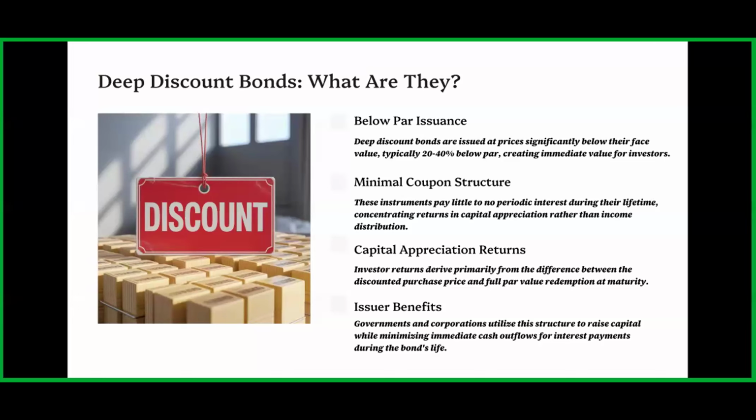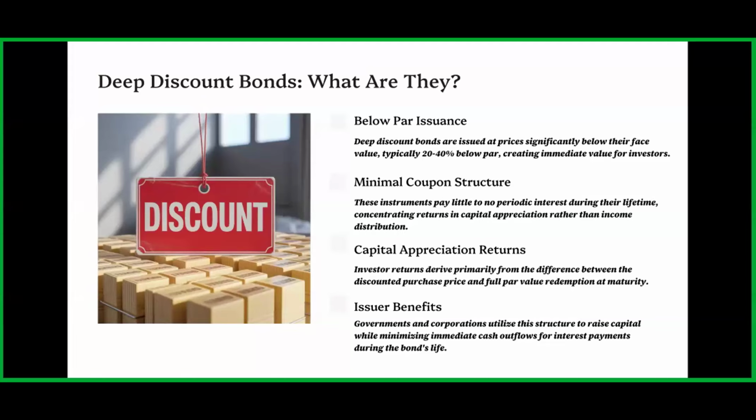Okay, so minimal coupon structure. These deep discount bond instruments pay little to no periodic interest during their lifetime. So in a deep discount bond there is no coupon payment made by the companies in between the issuing and the maturity period. Only the face value or the par value will be paid by the companies to the investors at the end, at maturity.